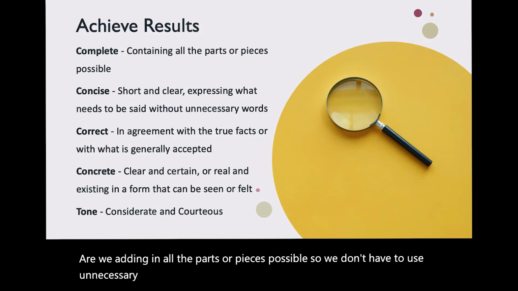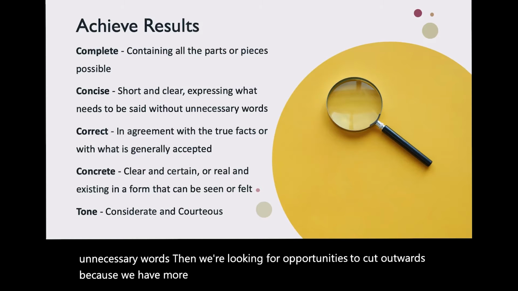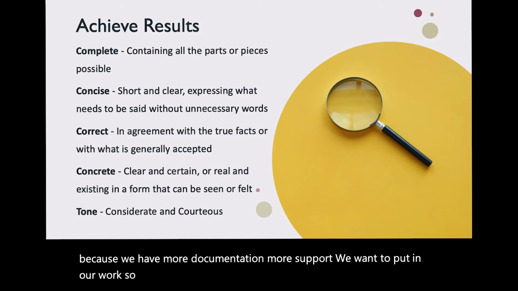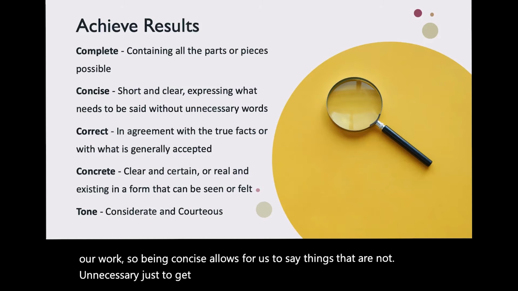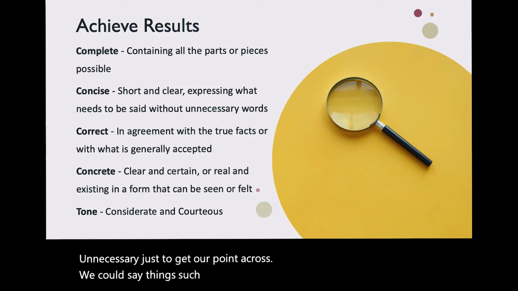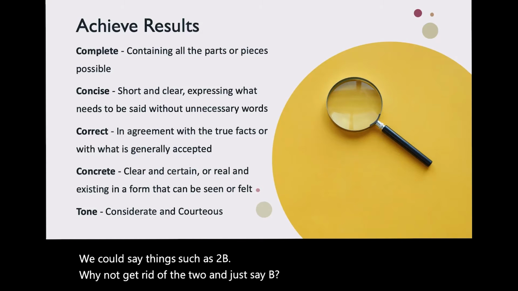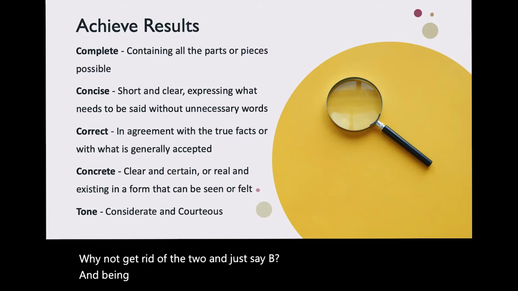Then we're looking for opportunities to cut out words because we have more documentation, more support we want to put in our work. So being concise allows for us to say things that are not unnecessary just to get our point across. We could say things such as "to be." Why not get rid of the "to" and just say "be"? And being correct, it may be that we need to say "to be."